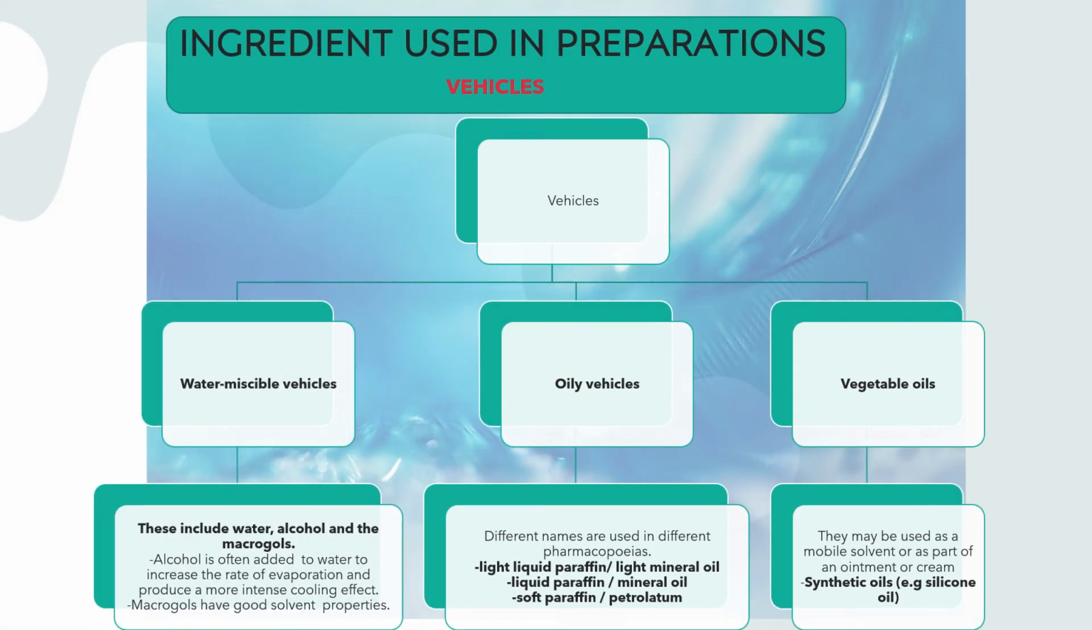We are still in the context of the preparation or formulation of a cream. Previously, in the previous three slides, we learned about choosing the emulsifying agent. In this slide, apart from the emulsifying agent and active pharmaceutical ingredient, we also need to choose the vehicles to prepare a cream. Vehicles can be divided into three types. Water-miscible vehicles include water, alcohol, and macrogol. The second is oily vehicles, for example light liquid paraffin, mineral oil, or petrolatum. The last one is vegetable oil, for example silicone oil.